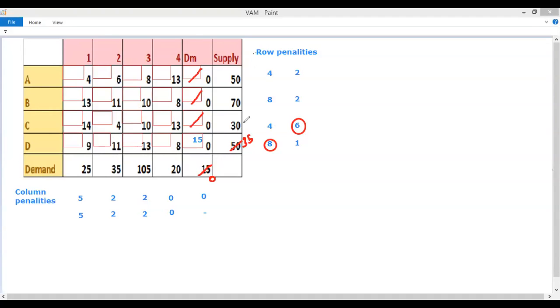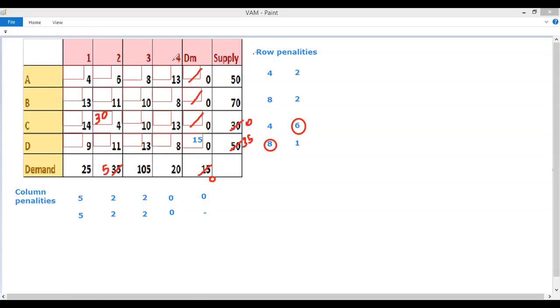So here, in this particular row, the minimum cost cell is the second cell, with cost 4. For this cell, the demand is 35 and the supply is 30. The minimum of these two is 30. So allocate 30 here. When you allocate 30, this value will become 0, and here the remaining will be 5 units.